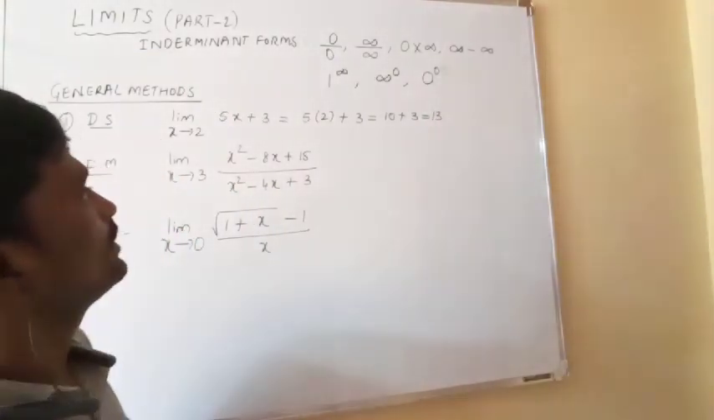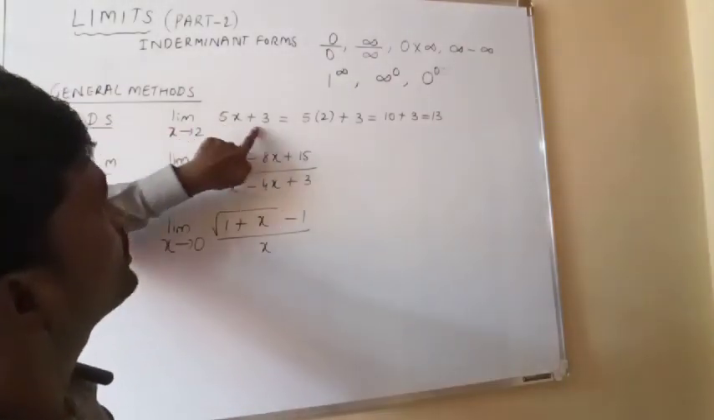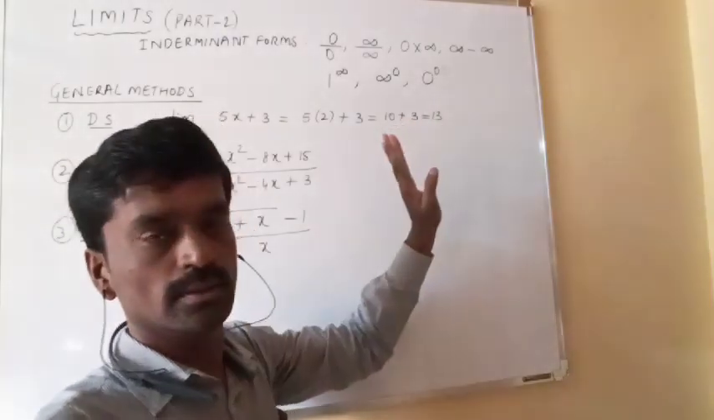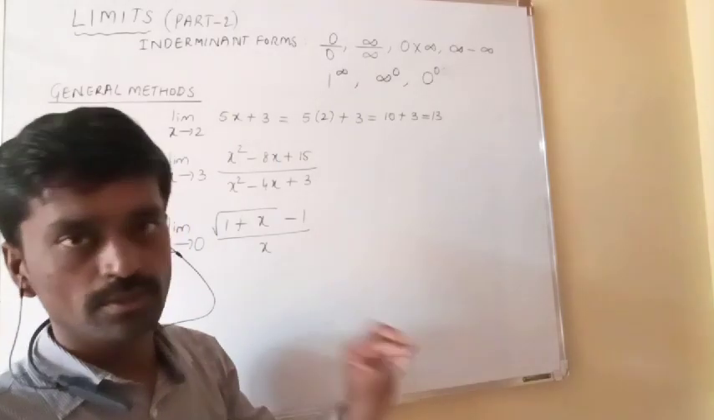So it does not mean that we are substituting the x value 2. When x is approaching 2, 5x plus 3 is approaching what? 13. It does not mean that the value of 5x plus 3 is 13. 5x plus 3 is tending to 13.